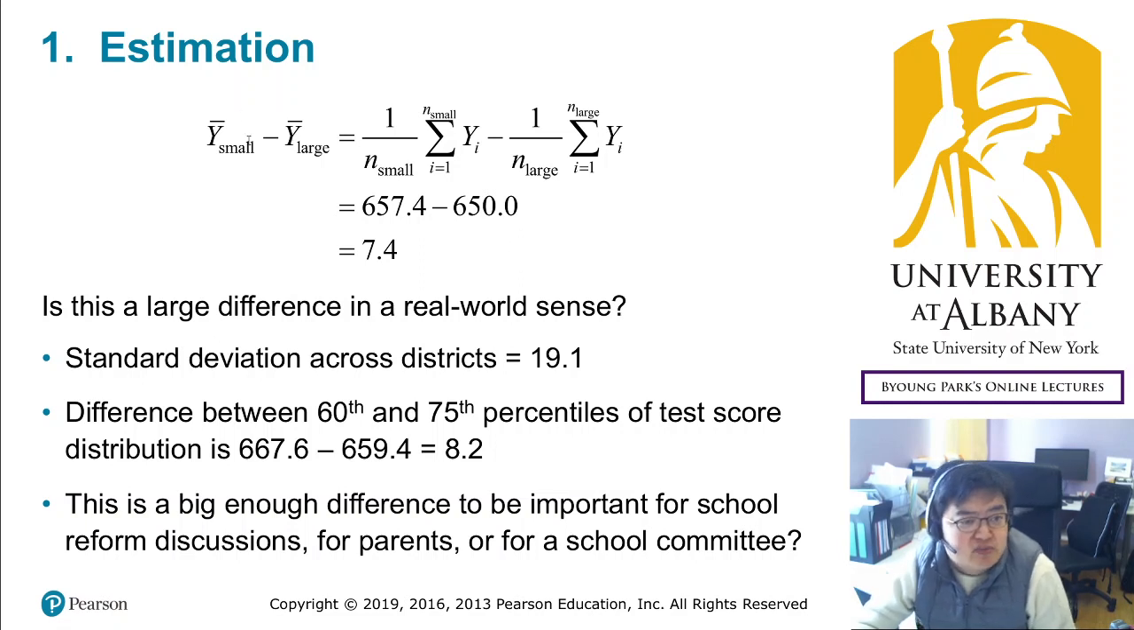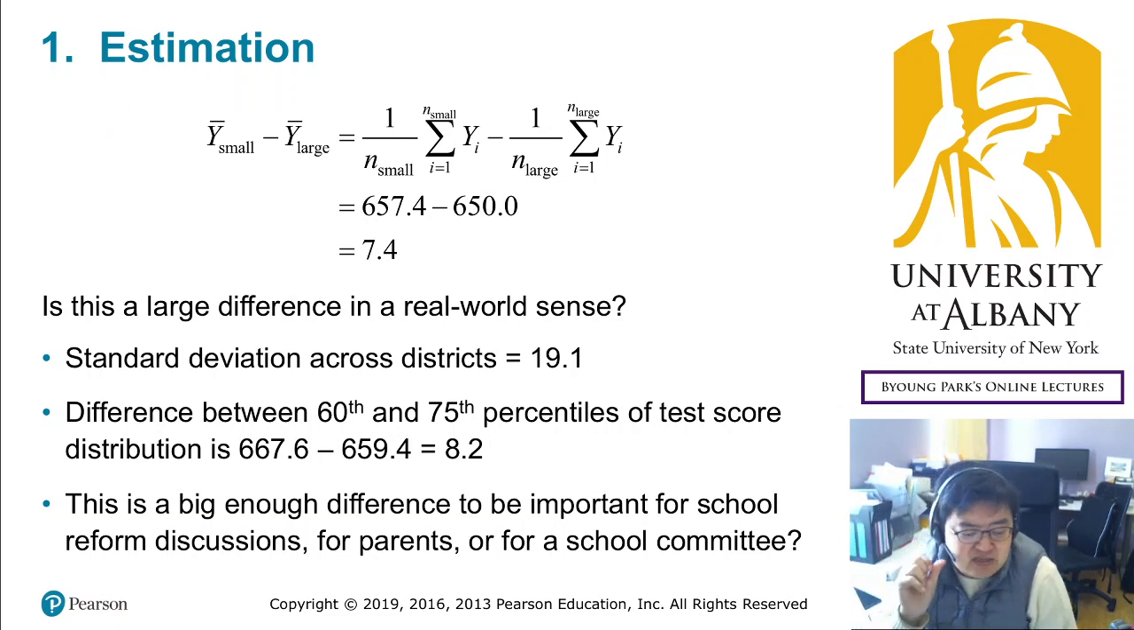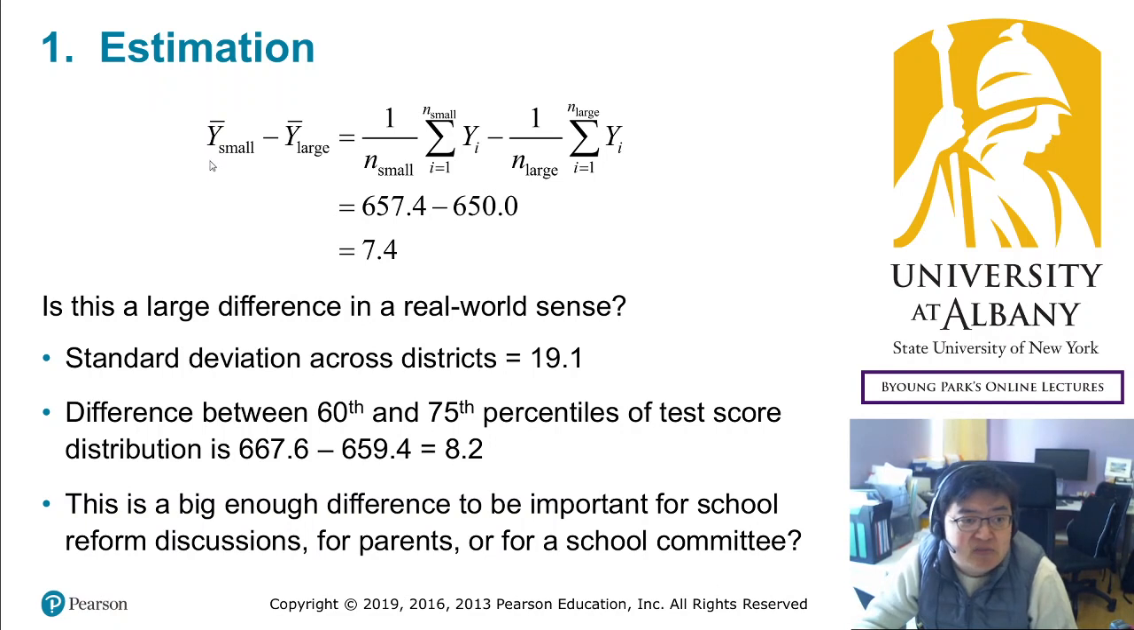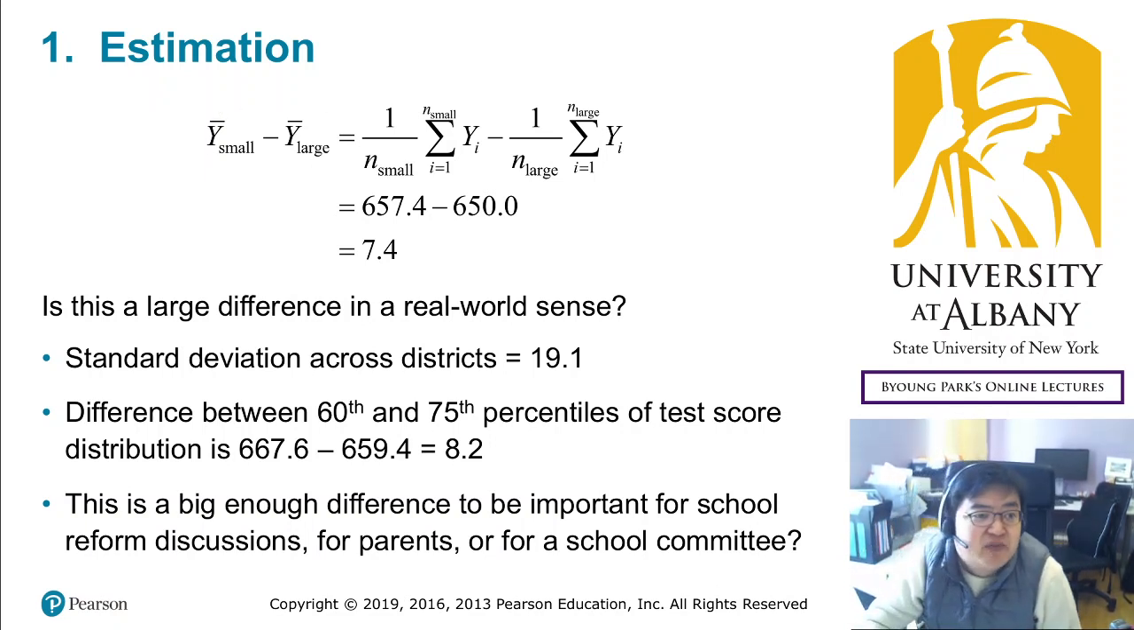Estimation is simple. If you remember, the sample average is the best estimator for the population mean. So in this case, when you estimate the difference of means, you simply estimate that by the difference in averages. So just the average.